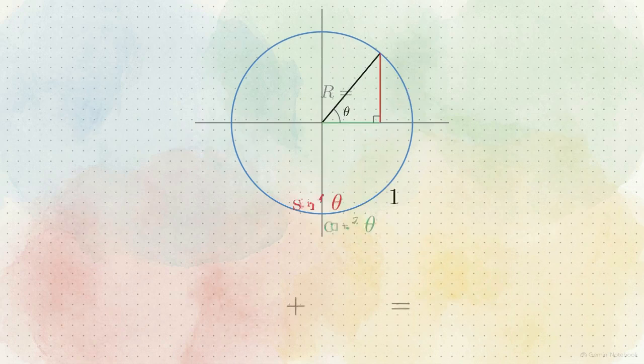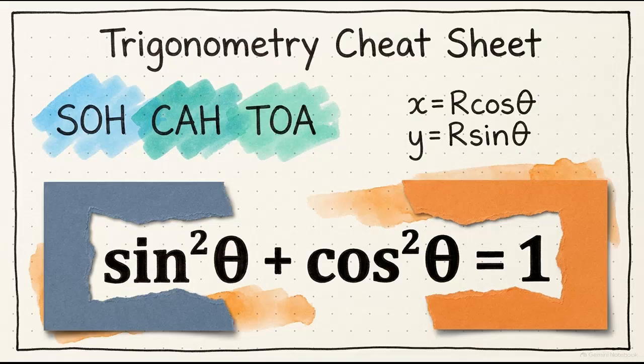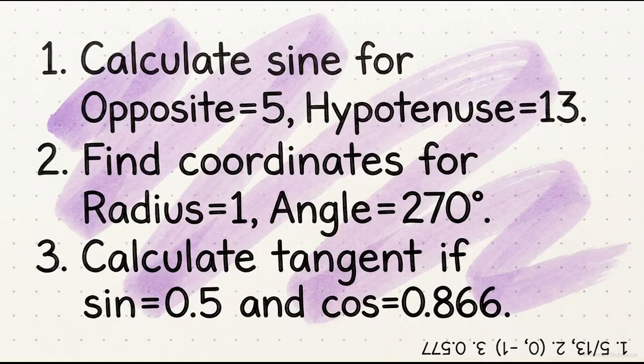On a unit circle, the squared horizontal and vertical values always sum to 1. Take a screenshot of this page right now. This cheat sheet contains the core definitions, the coordinate formulas, and that fundamental identity rule. Before moving on, use those formulas to solve these 3 practice questions. Work through them on paper and check your answers at the bottom.